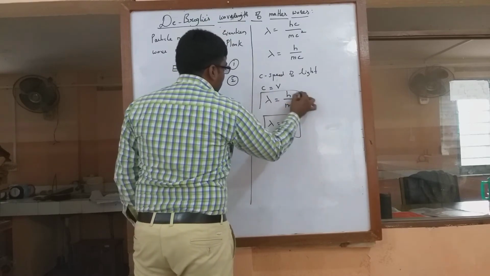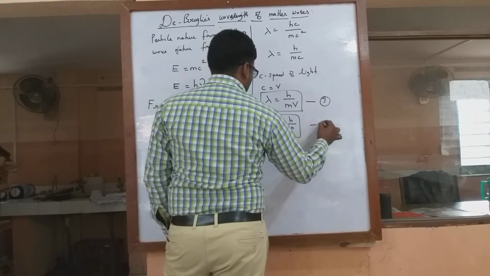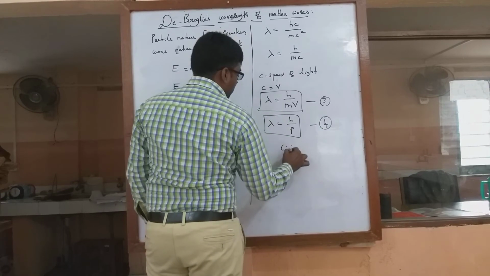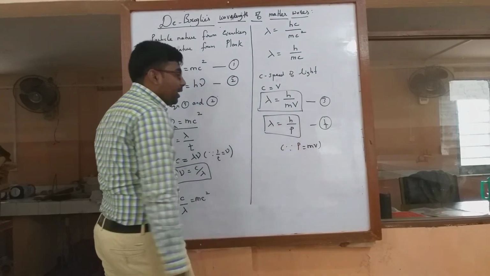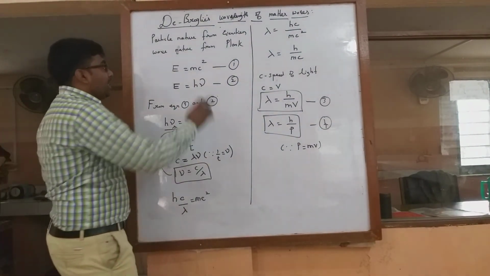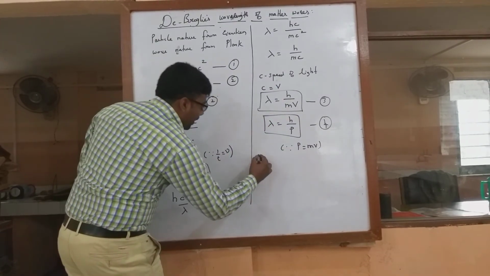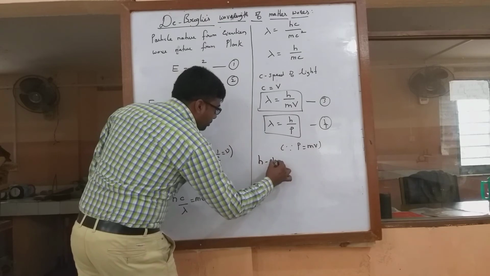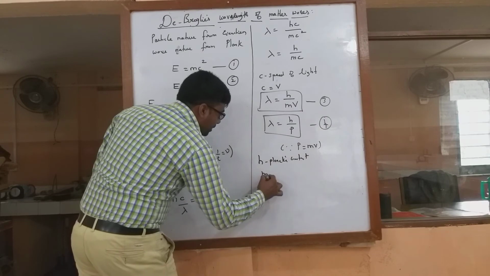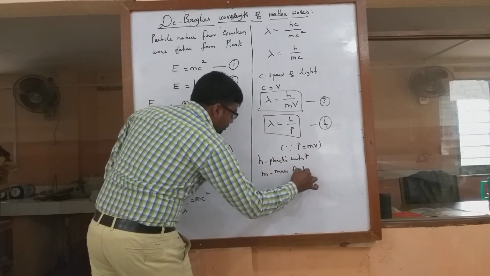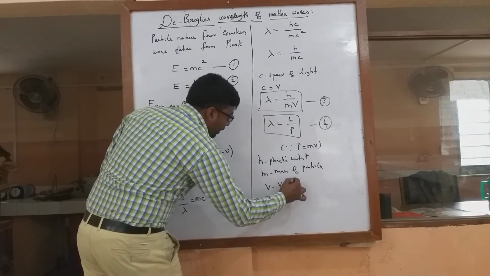So both are the common equations, equation 3 and equation 4. Here, since momentum p is equal to mass into velocity, mass into velocity is nothing but linear momentum, and this is the de Broglie's wavelength for the matter waves. Here h is Planck's constant, m is mass of the particle, and v is velocity of the particle.